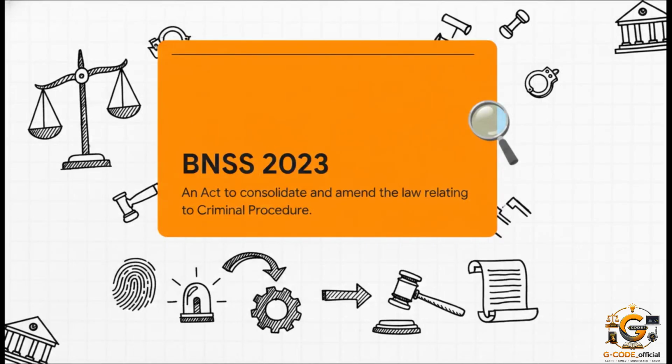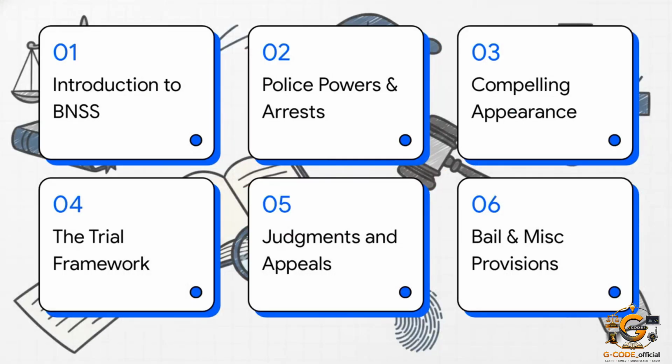And this definition really hits the nail on the head. The BNSS is an act to consolidate and amend criminal procedure laws. Think of it as the official procedural engine of the entire criminal justice system. It dictates exactly how an investigation kicks off, how a trial is conducted, and how a judgment is finally handed down. To make sense of this whole life cycle, we're going to map it out across 6 distinct structural phases.